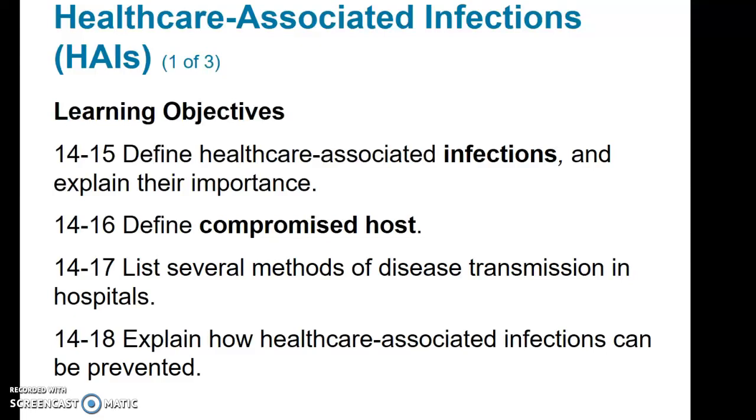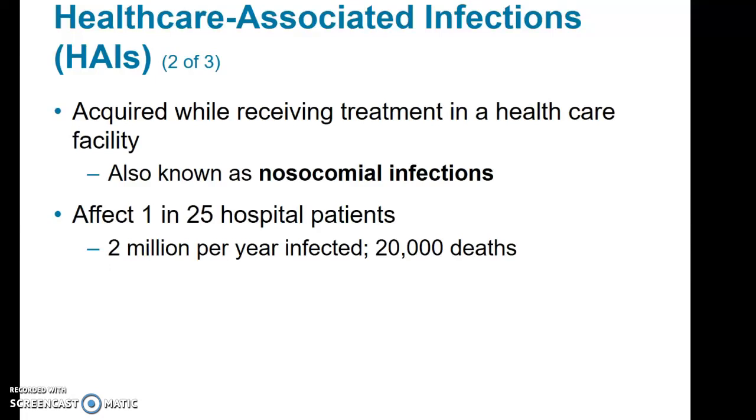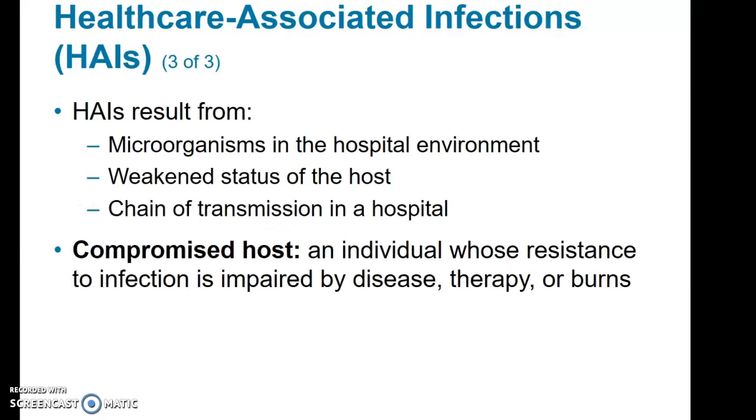And we're going to also talk about compromised hosts with this section. So HAIs are diseases that are acquired in a healthcare facility. Another word for HAIs is nosocomial infections. And about 1 in 25 hospital patients are affected by nosocomial infections. 2 million people per year are infected, and there are around 20,000 deaths per year caused by HAIs.